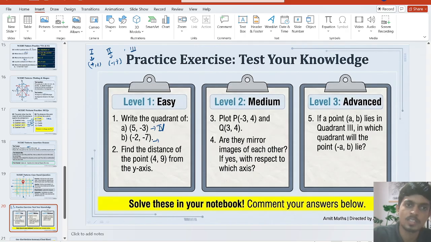Third quadrant means minus minus. Fourth quadrant means plus minus. Okay, I hope it is clear to you. Here is minus minus, the third quadrant.